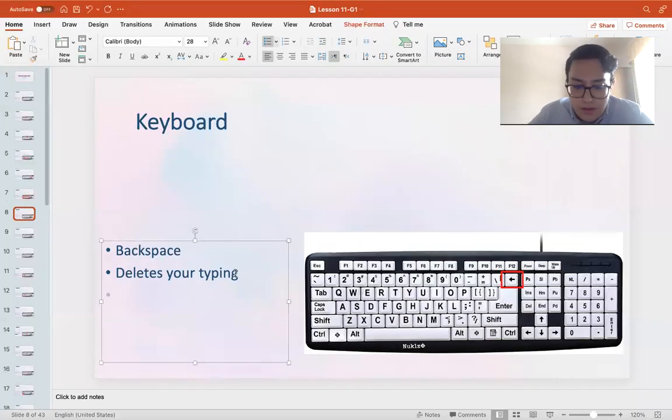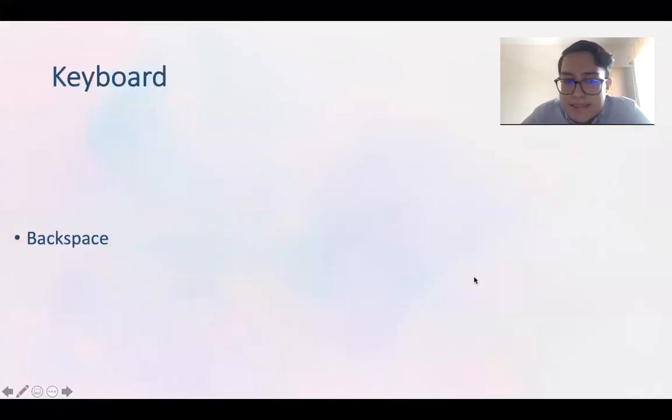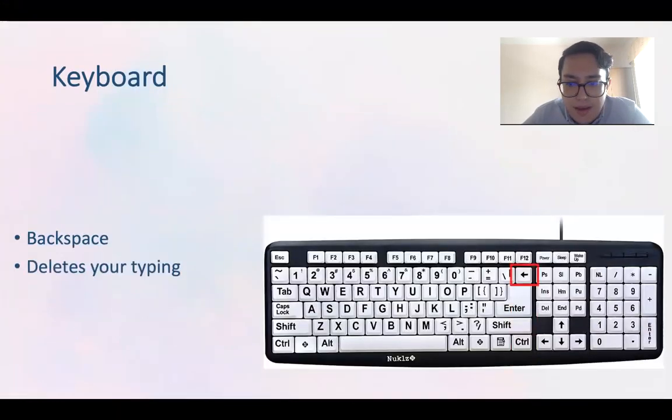Okay, let's write something. I am Amir. Okay, and let's say I don't want to write this, right? I want to delete it. So I just press backspace. So you can see the cursor is going back. Every time I press once, it goes back, right? So that's what it does. Backspace deletes your typing. So if you write something wrong, it can delete for you.